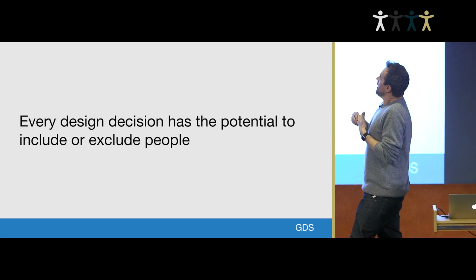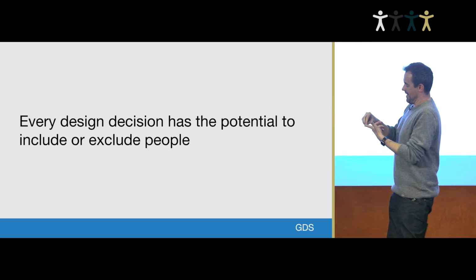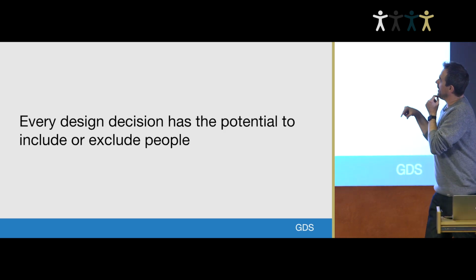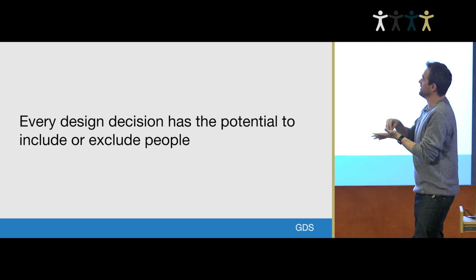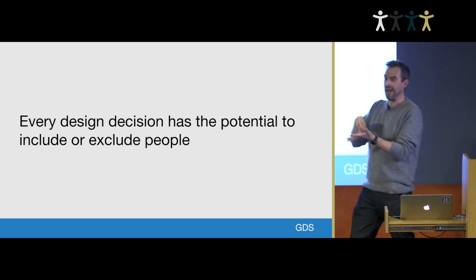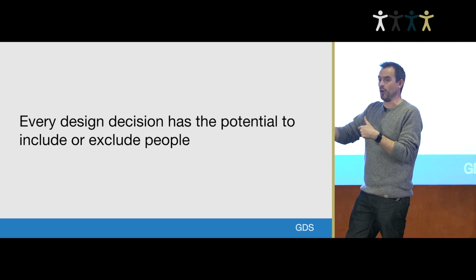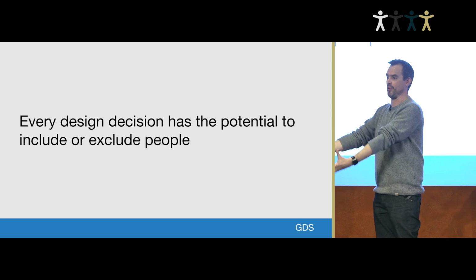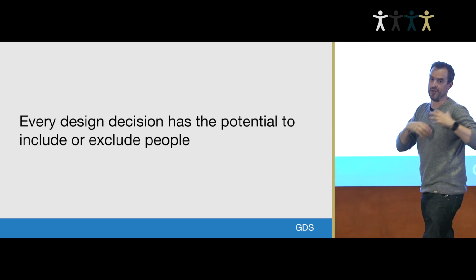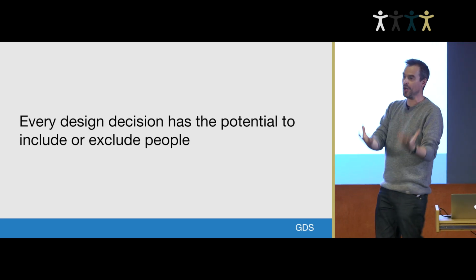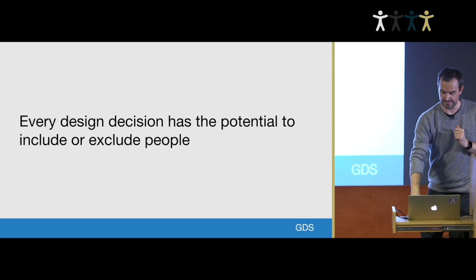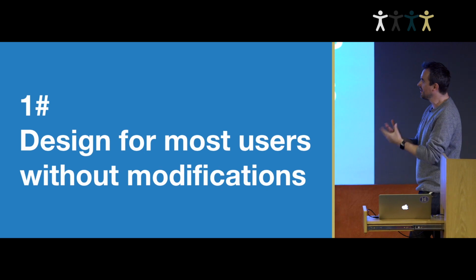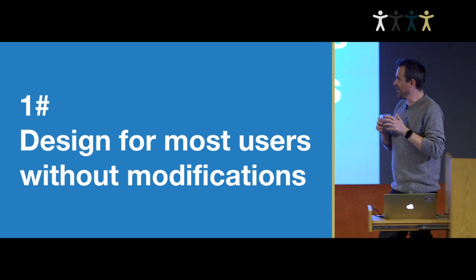The other thing that I want you to think about before we start this 4-part strategy is that every design decision has the potential to include or exclude people. So if you use more complex language, there will be fewer people that can use your service. If you use smaller text with a lower contrast, fewer people will be able to use your service. So with that in mind, here's my top 4.